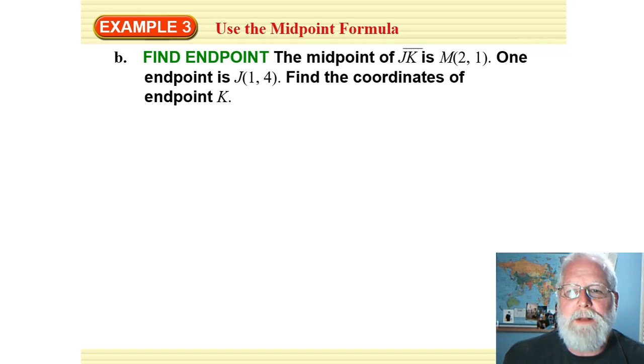So here we're going to find the endpoint. If we're going to find the endpoint where they gave us the midpoint, that's going to be 2, 1, and they gave us the other endpoint, that's 1, 4.